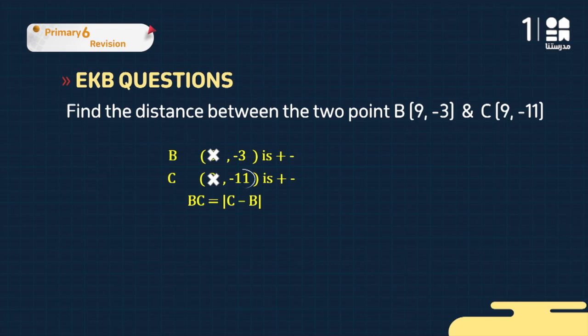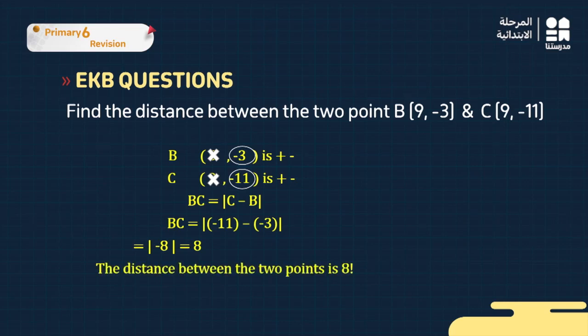Let's see how we write it. Here is negative 11 and negative 3. So I am going to start by writing the absolute value of negative 11 minus negative 3. We took before many times that subtraction becomes addition. When I have minus, I am going to convert it to addition. So it will be negative 11 plus 3. So the answer is supposed to be negative 8. The absolute value of negative 8 gives me 8. So the distance between the 2 points B and C is supposed to be 8.